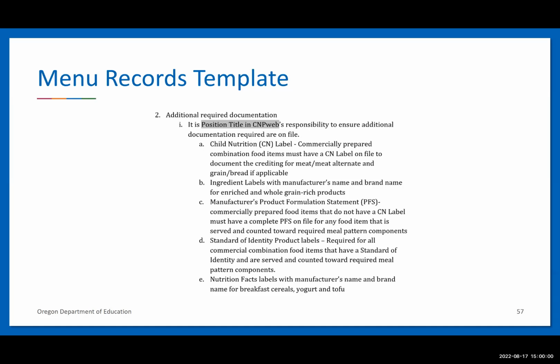Under additional required documentation, list the staff position responsible for ensuring all additional documentation is accurate and maintained on file. Additional documentation includes child nutrition and manufacturer's product formulation statements for commercially prepared combination foods, ingredient labels for determining enriched and whole grain products, standards of identity products for commercially prepared products without a CN label or a PFS, and nutrition facts for ready-to-eat breakfast cereals, yogurts, and tofu products.